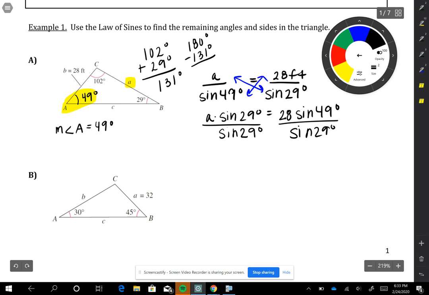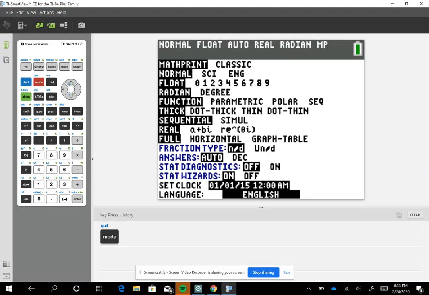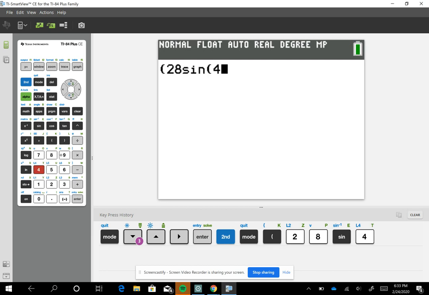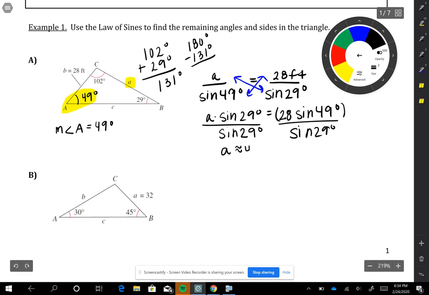Now I'm going to do that in my calculator. I'm going to type 28 times the sine of 49, and then divide by sine 29. Because I'm measuring angles in degrees, I need to make sure I'm in degree mode. Looks like I need to change that. Okay. And I'm going to type 28 times the sine of 49, and then I'm going to divide that by the sine of 29. And I get approximately 43.59. Let's round to 2 decimal places here. So a is approximately 43.59, and we're talking feet.